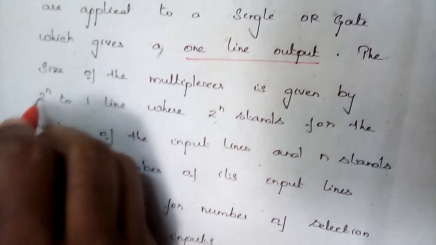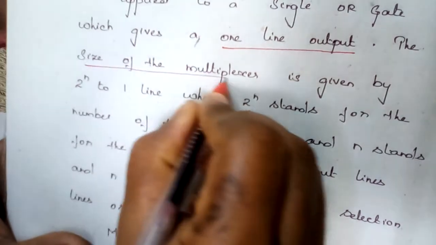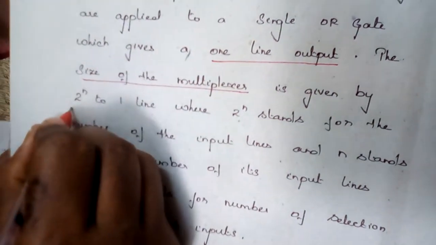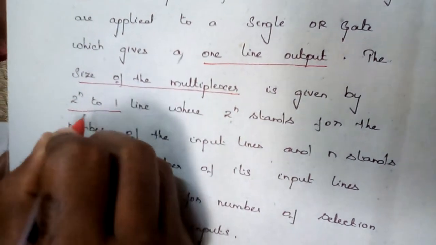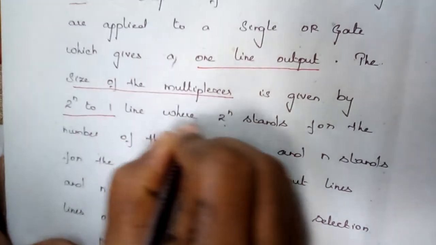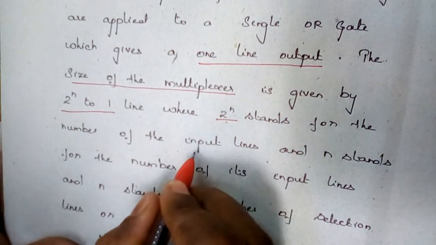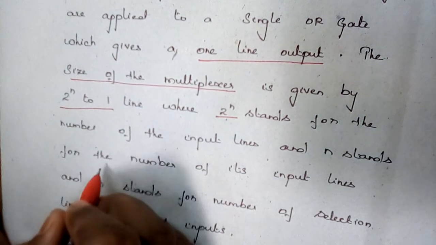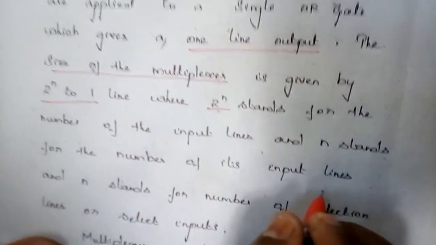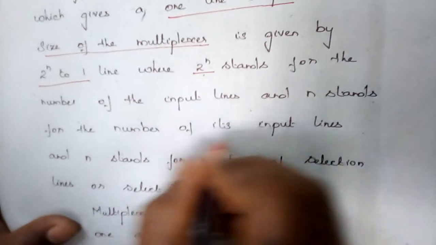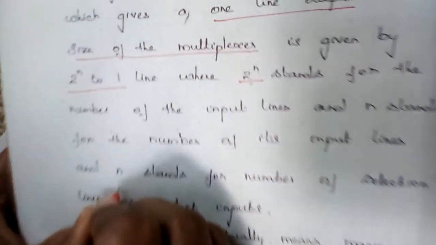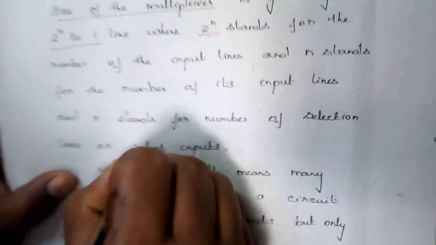N is the size of the multiplexer, which can be given as 2 power n to 1 line. That means 2 power n stands for the number of input lines, and n stands for the selection lines or the select inputs.